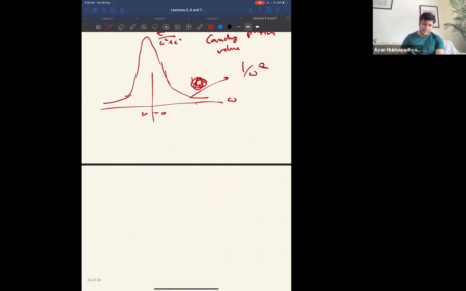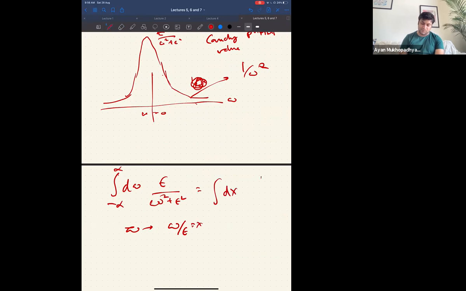So the interesting thing is as follows. Let us integrate this object, d omega epsilon by omega square plus epsilon square from minus infinity to infinity. What do we get? If you change variables, omega goes to omega by epsilon, say x. This becomes dx and 1 over x squared plus 1 from minus infinity to infinity, which is nothing but pi. Because I divide by epsilon here, multiply by epsilon here, and then I can divide by epsilon squared both in denominator and numerator. I get this.